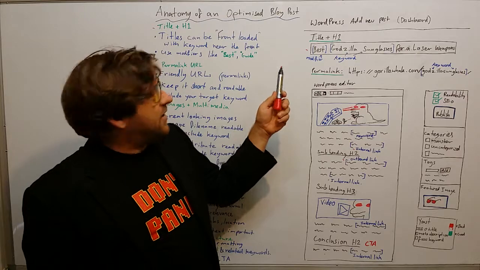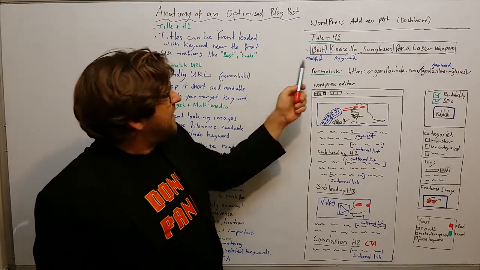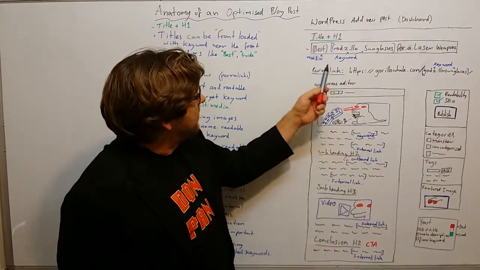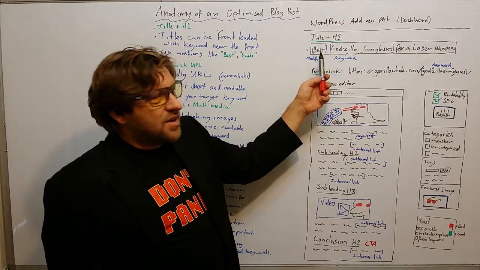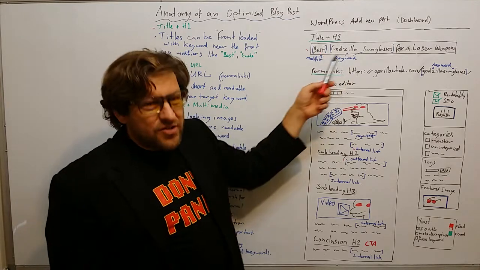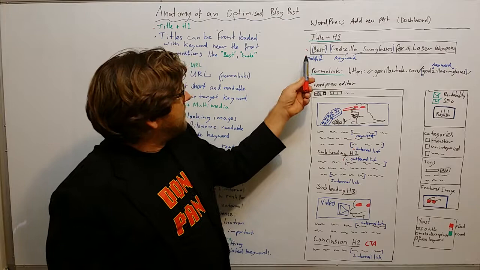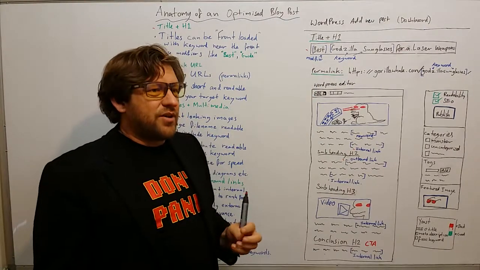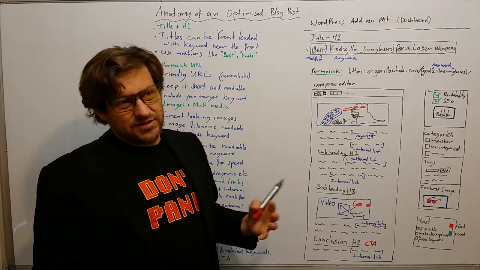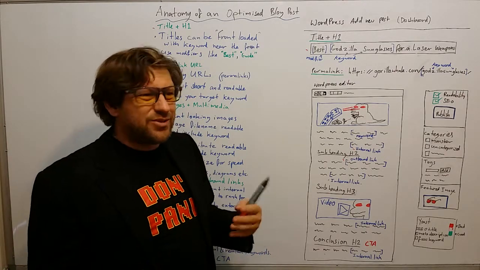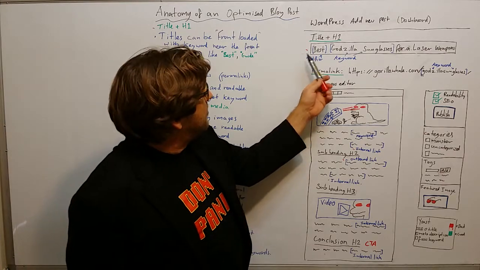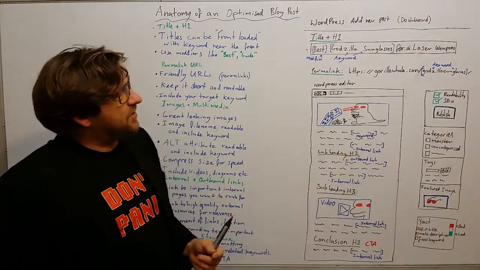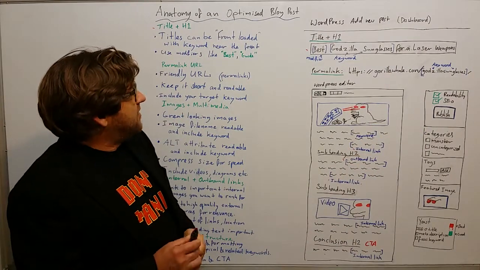So what I would just say here is that our keyword, in this case, is Godzilla sunglasses. And what we're saying is that your keyword is loaded near the front of this title. And here we're also using the modifier, which is best. So people might often search for best Godzilla sunglasses, which might become your keyword or an extended keyword. But here we're saying best Godzilla sunglasses for laser weapons. So if you're interested in that kind of thing, but maybe you're not.